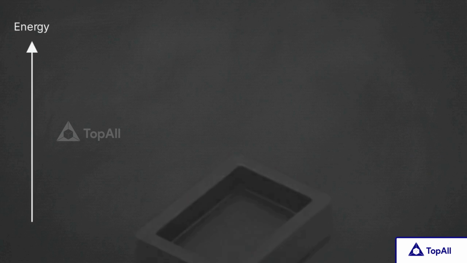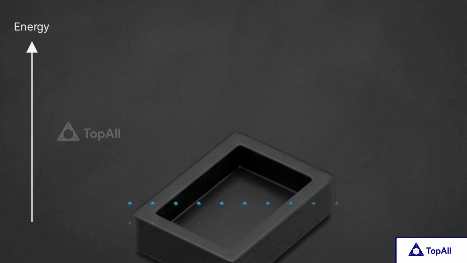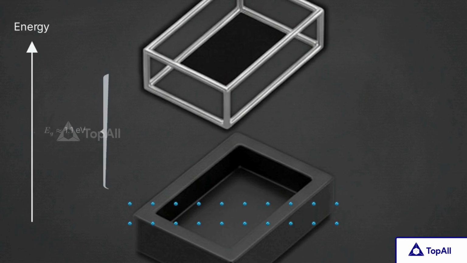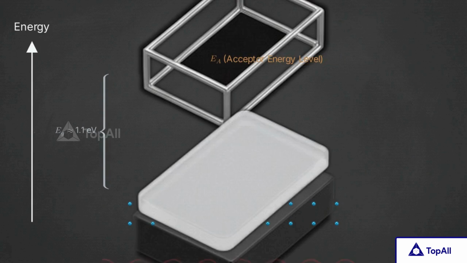This is a chart showing the energy band diagram of pure silicon. At the bottom is the full valence band, where bound electrons reside. At the top is the empty conduction band. Between them is a massive energy gap that requires significant energy to cross.